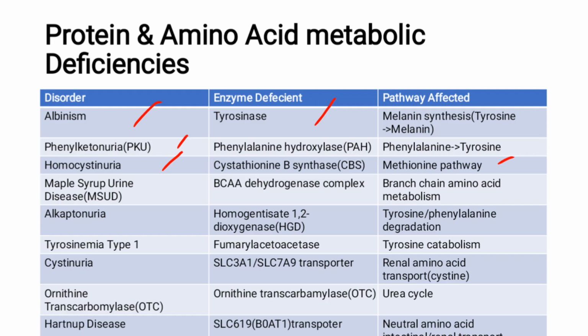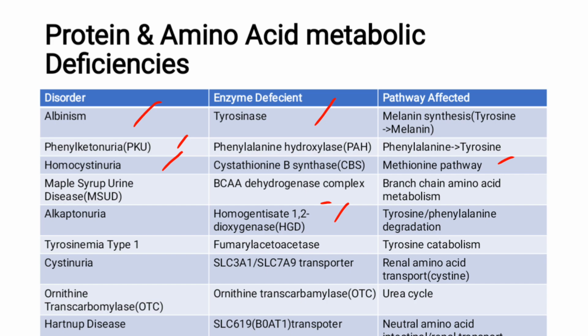Then we'll have maple syrup urine disease. The enzyme deficiency is the branched-chain amino acid dehydrogenase complex, and we remember the branched-chain amino acids like valine, leucine and isoleucine. And the pathway affected is branched-chain amino acid metabolism. We also have alkaptonuria, when the urine looks dark in color, and the enzyme deficiency is homogentisate 1,2-dioxygenase. The pathway affected is tyrosine and phenylalanine degradation.